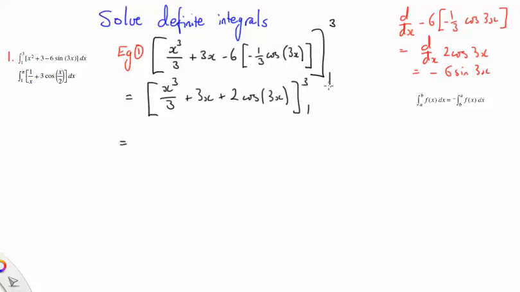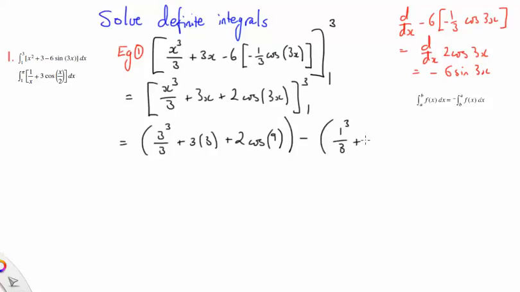So if you remember, you sub in the 3 and then minus with the 1 subbed in. So sub in the 3, so that's going to give you 3 cubed on 3 plus 3 times 3 plus 2 cos 3 times 3 is 9, 2 cos of 9 minus 1 cubed on 3 plus 3 times 1 plus 2 cos of 3.